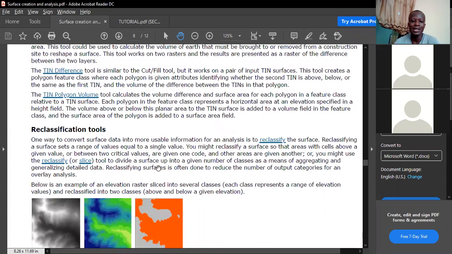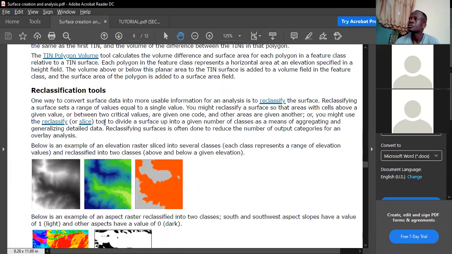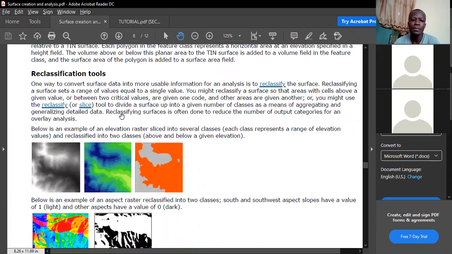We have what we call the reclassification. Now take note of this one. Reclassification means that every raster has a certain range of values. You have the minimum value and the maximum value. So if you take a particular extent, you can have the minimum height value and the maximum height value. This is a range of values within which all the heights within the extent fall.